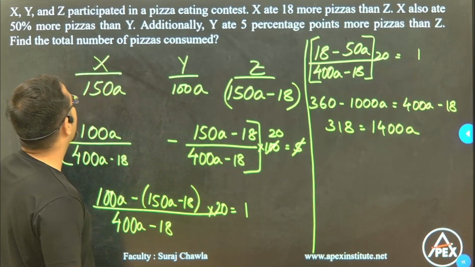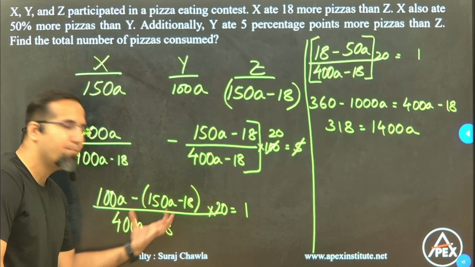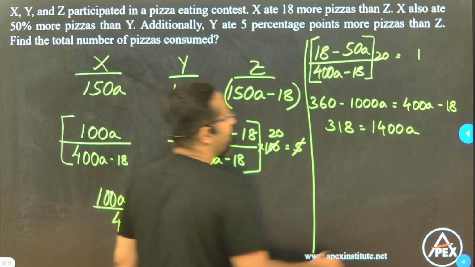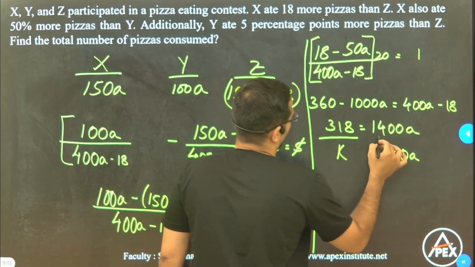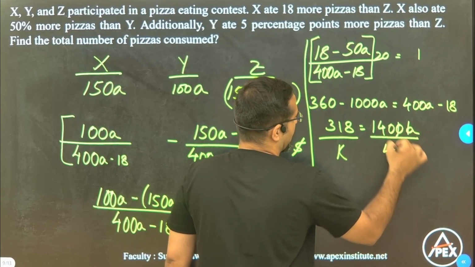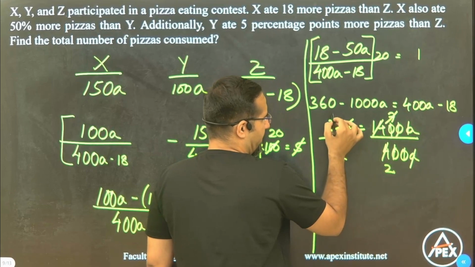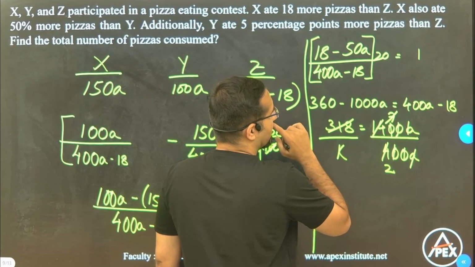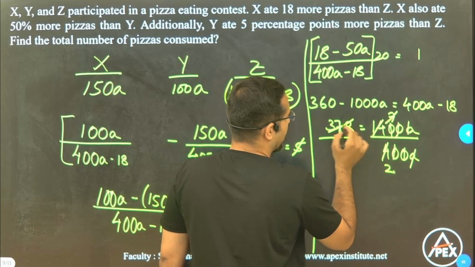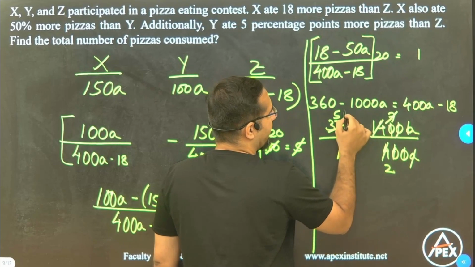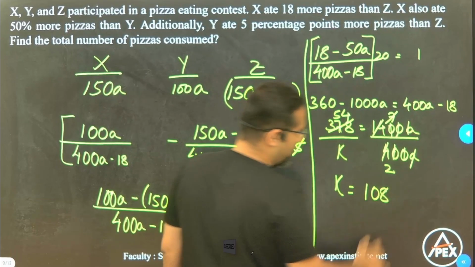अब हमसे क्या पूछा गया है? फाइंड द टोटल नंबर ऑफ पिज्जाज. टोटल नंबर ऑफ पिज्जाज इज 400A माइनस 18. तो पहले 400A का वैल्यू निकालते हैं. लेट अस अज्यूम दैट 400A का वैल्यू k है. दोनों को डिवाइड कर दो. 0 0 कैंसिल. दिस इज 2 2s are 2 7s are 7. Sorry, this is 378. My bad. 7 5s are 35. 28 4s are. So the value of k is equal to 108.